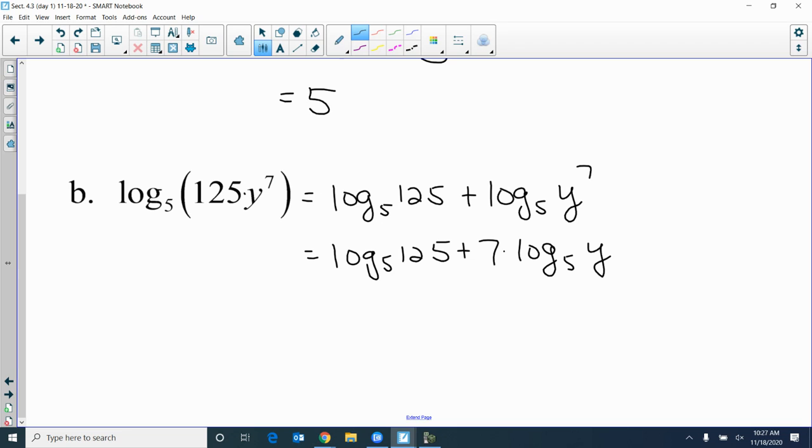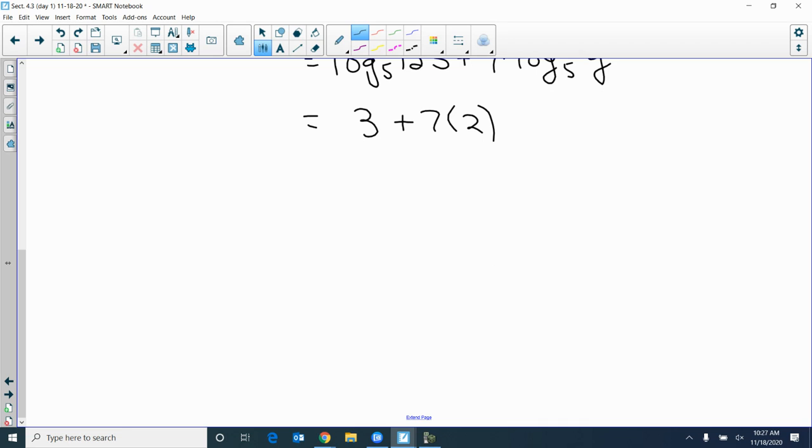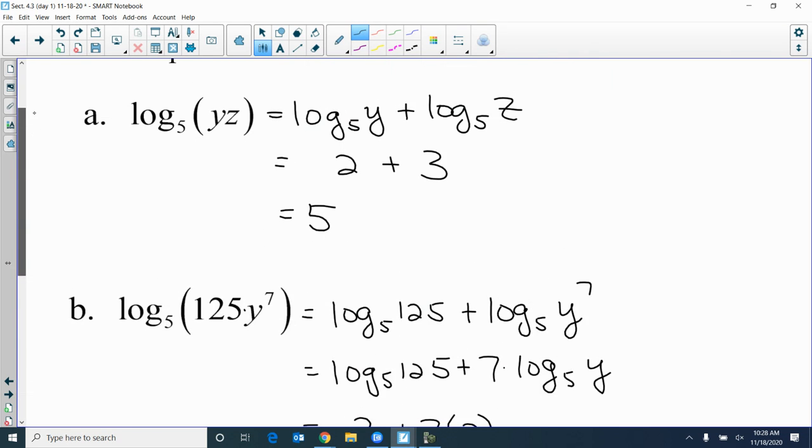If you have, like that first one, log base 5 of 125, does that simplify to a constant? Yeah. 5 to what power is 125? That's going to be 3. So you replace that with 3 plus 7 times, what's log base 5 of y? Is that 2 from up above? Yeah, 2. So 7 times 2 is 14. 3 plus 14, you should end up with 17. All right, so that one simplifies just to the constant 17. So you can be given some scenarios, simplify them to a constant.